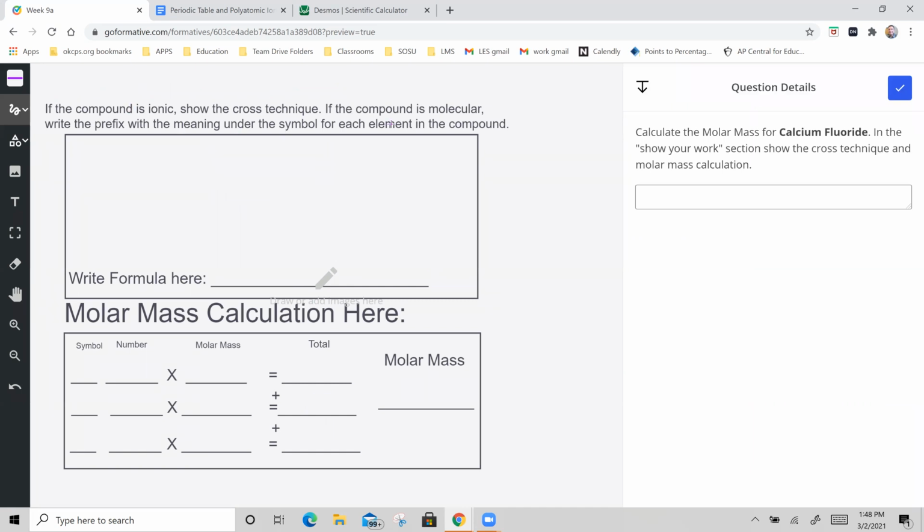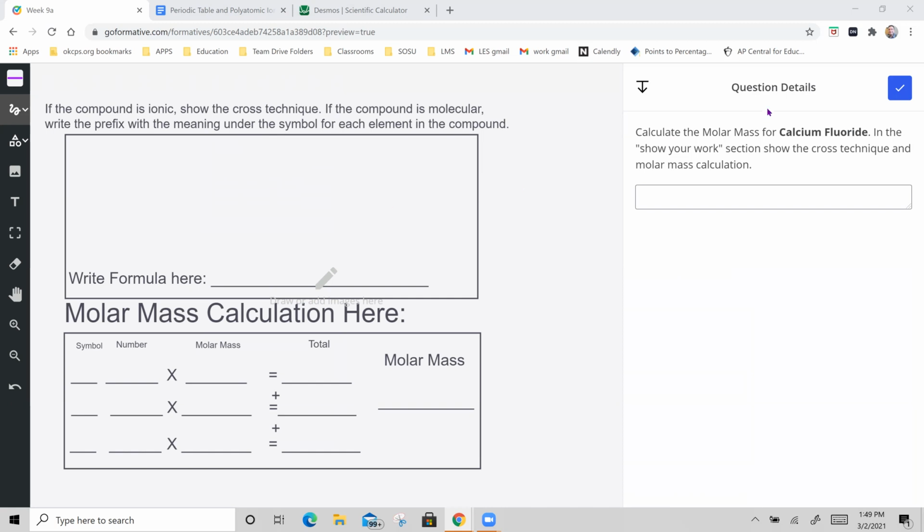So I'm only really going to use this cross technique if the compound is ionic. And you will note that the compound is ionic if the formula does not have prefixes or is not a diatomic molecule. And if you don't remember your diatomic molecules, you probably need to go back a couple lessons and find your diatomic molecules.